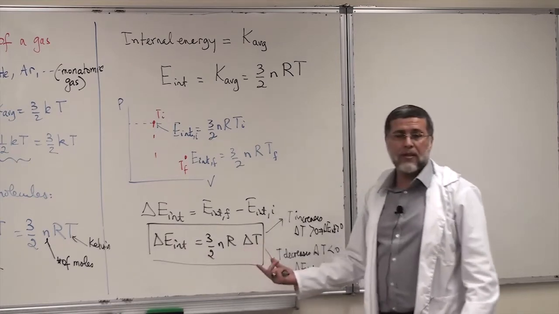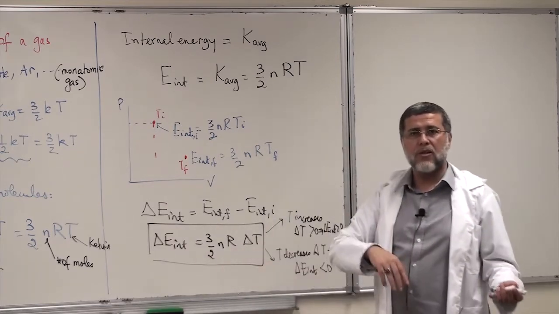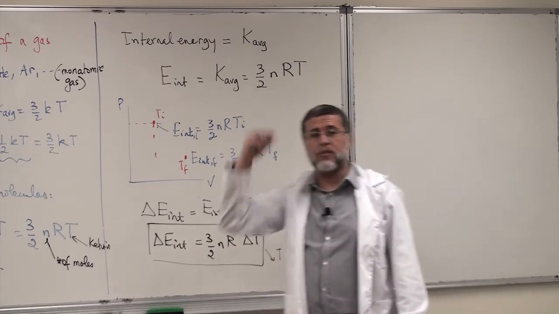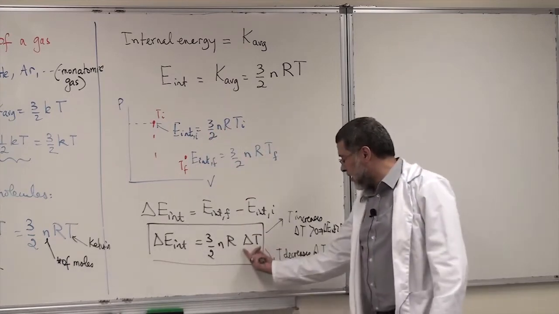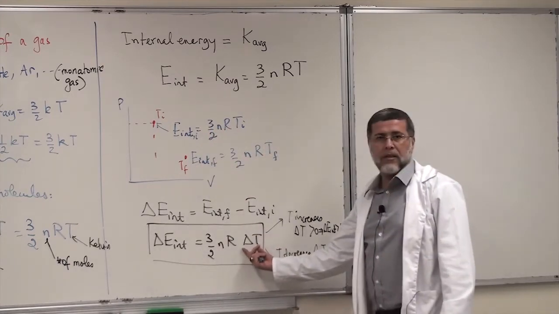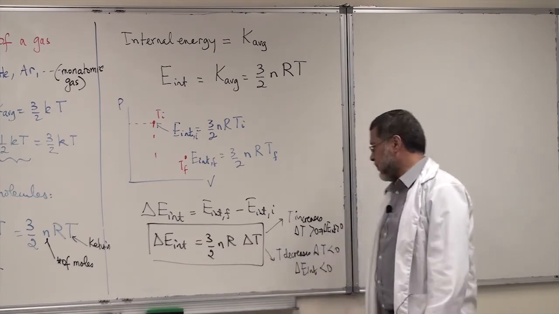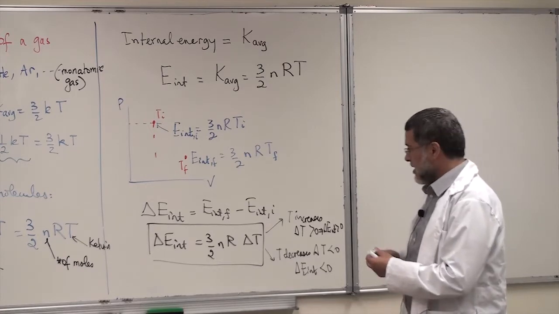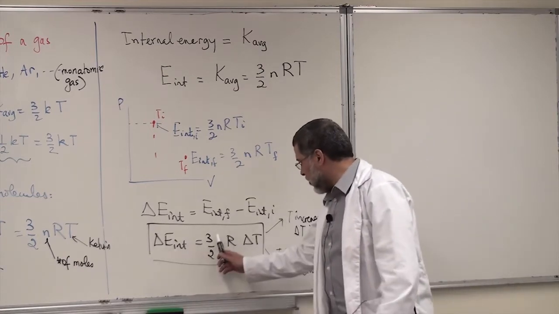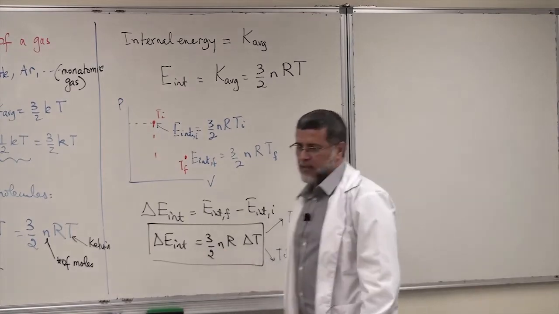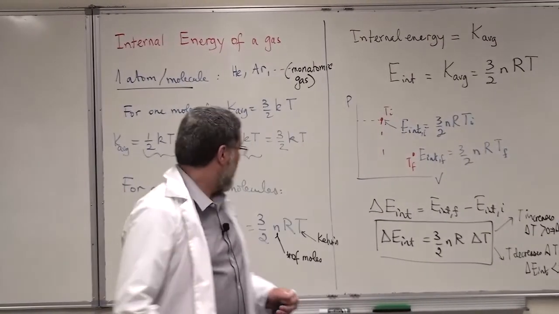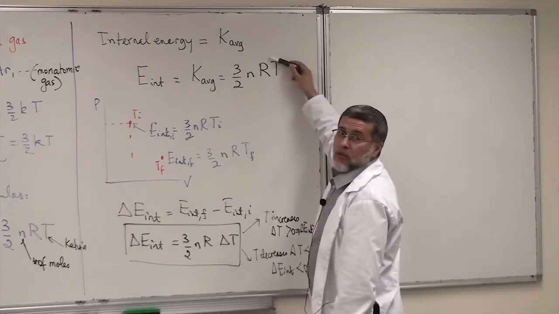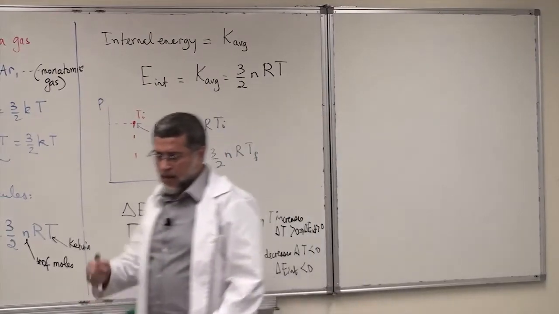Here delta T doesn't have to be in Kelvin, by the way, because delta T in degrees Celsius or Kelvin are the same. But when you have a ratio of temperatures, make sure that you convert to Kelvin. Here you don't need to convert to Kelvin. It can be in degrees Celsius, it can be in Kelvin. They are the same. That's the change in internal energy for a monoatomic gas, 3 over 2 nR delta T. We notice something important here, that the internal energy of the gas depends on the temperature in Kelvin.